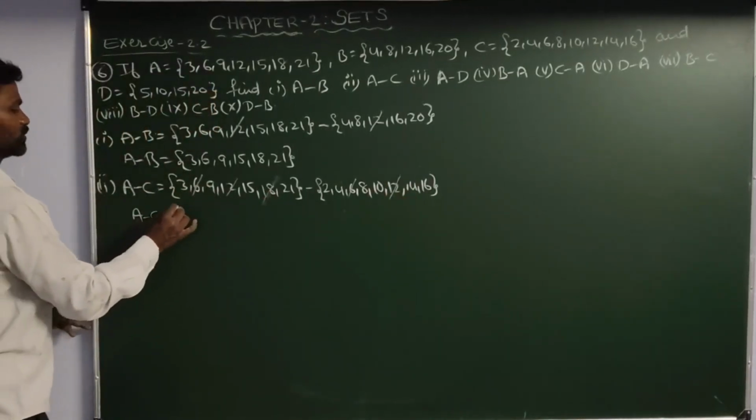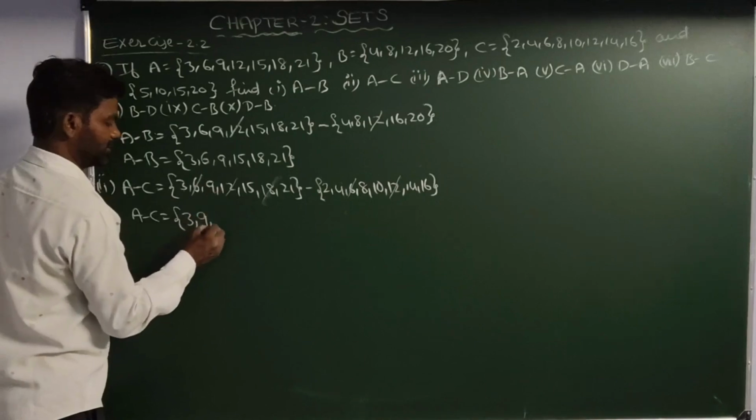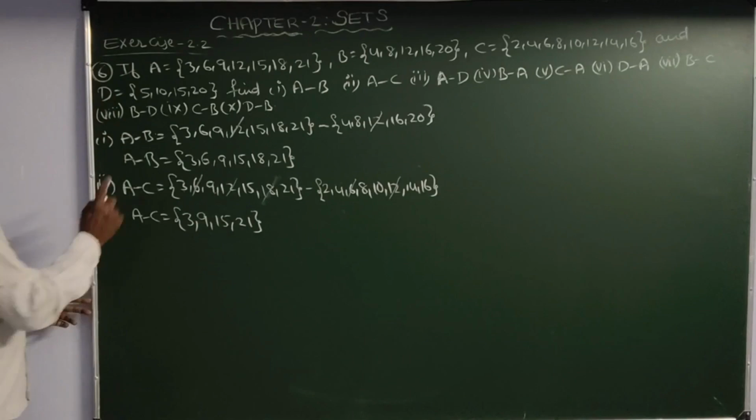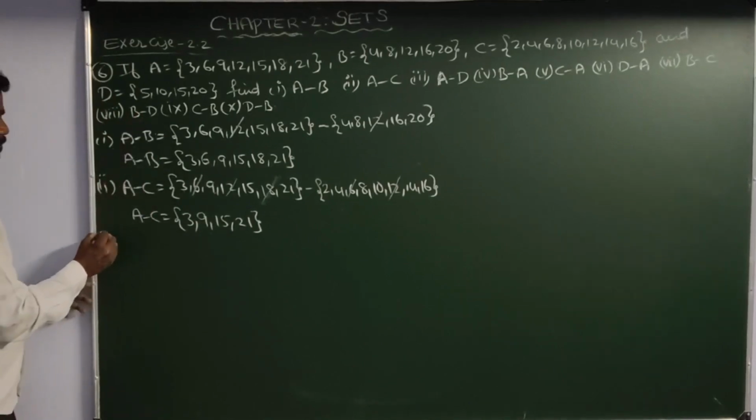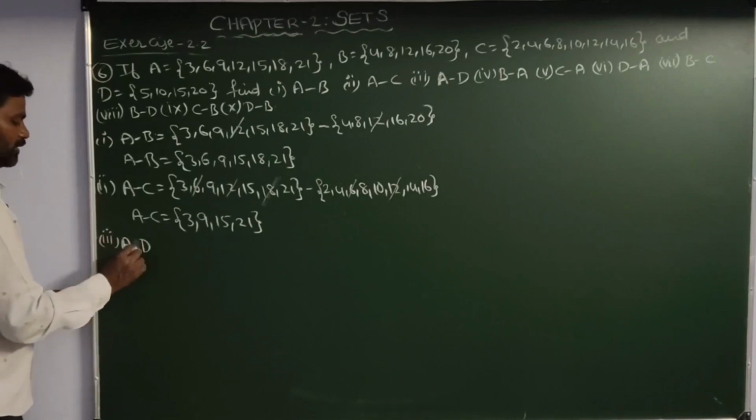So A minus C is equal to the remaining elements in the first set, 3, 9, 15 and 21. This is your answer. Next, third question. What is the third question? A minus D. So what is A minus D?